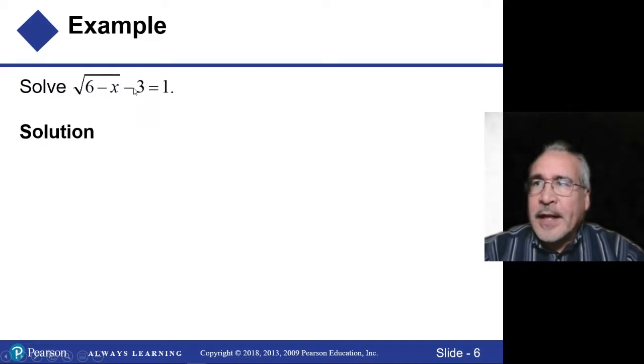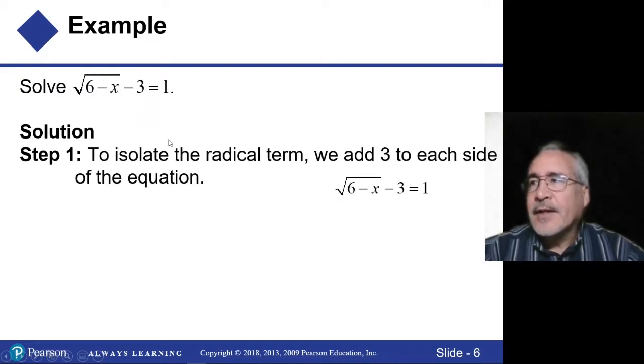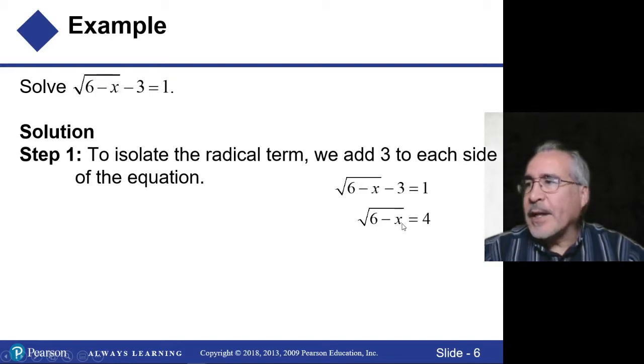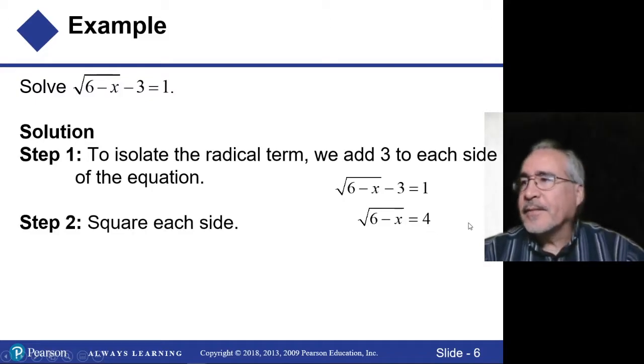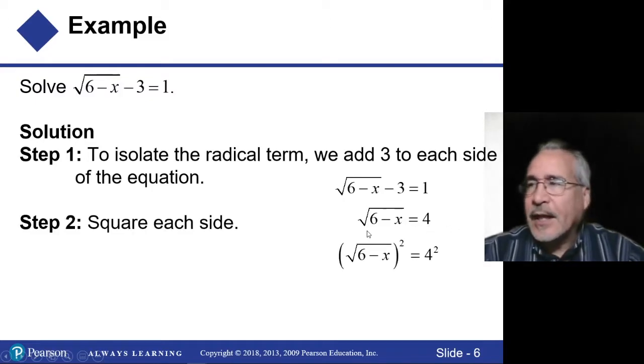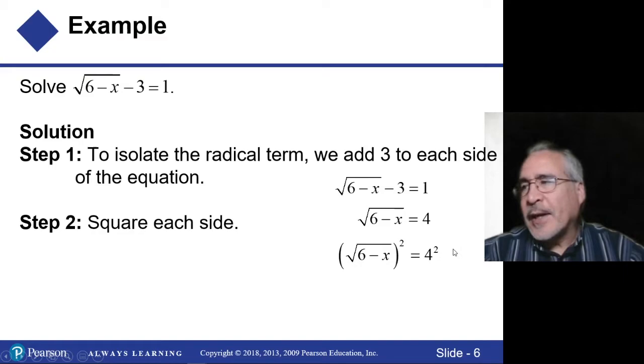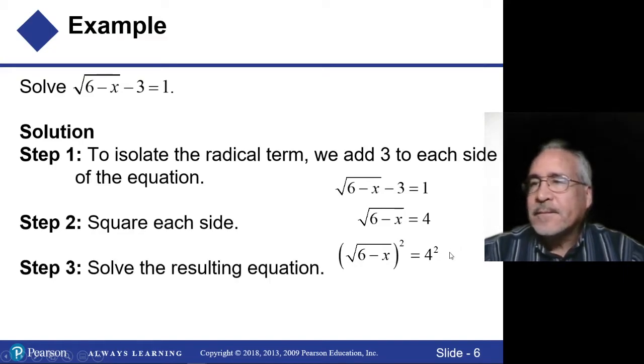This one, to do it by hand, what they're going to first do is add 3 to both sides. They want to isolate, so they will add 3 to both sides, and you get the square root of 6 minus x equals 4. 1 plus 3 is 4. Now they will square both sides. Anticipation. Square both sides. On the left side, the radical will go away. On the right side, it becomes 16.